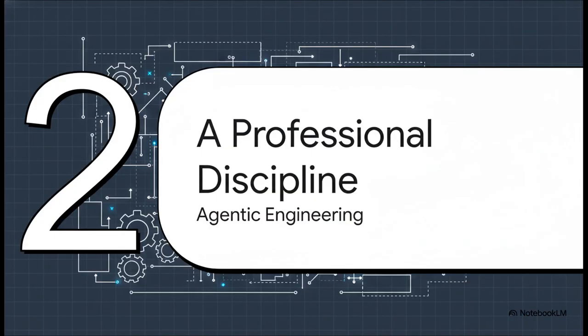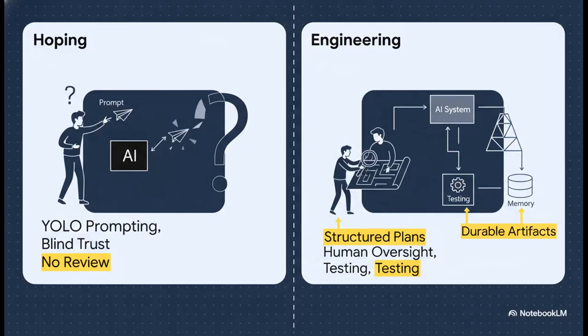So, if vibe coding is the disease, what's the cure? Well, it's a much more disciplined practice called agentic engineering. And the difference between the two is just night and day. We're moving away from basically YOLO prompting and blind trust, and we're moving towards a real system, one with structured plans, constant human oversight, rigorous testing, and what are called durable artifacts, things like decision logs or scratchpads that give your AI system a memory.